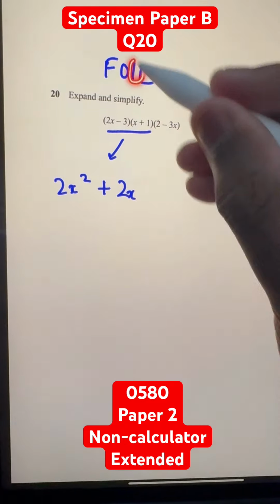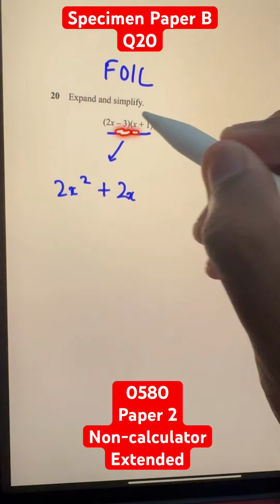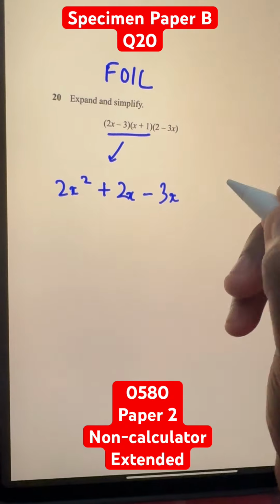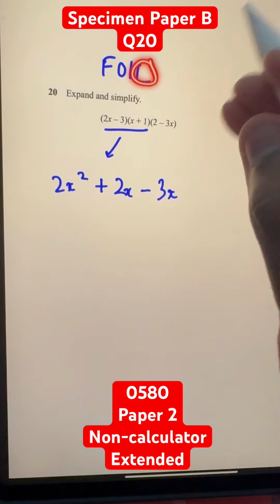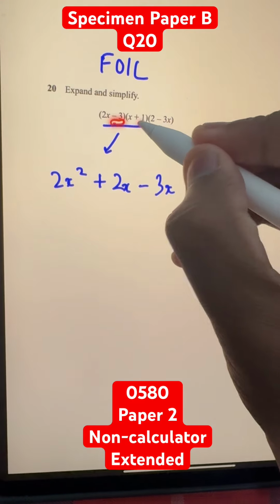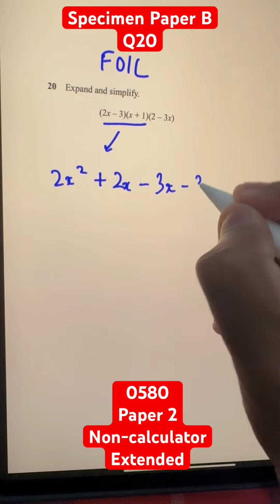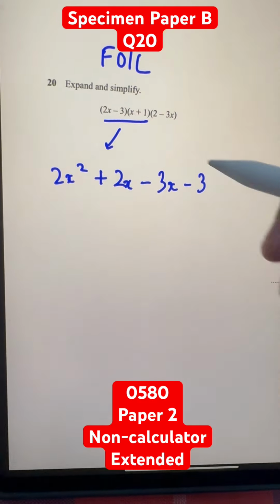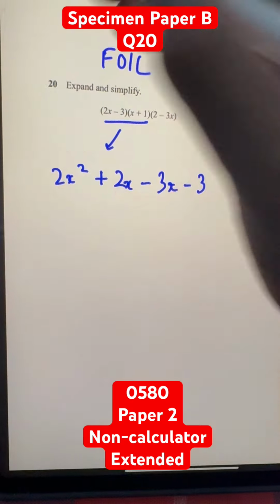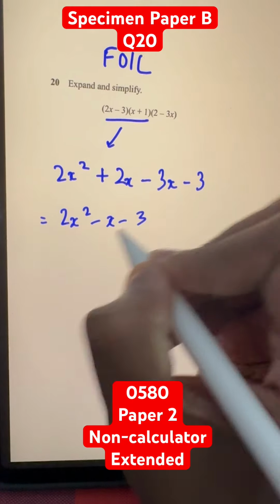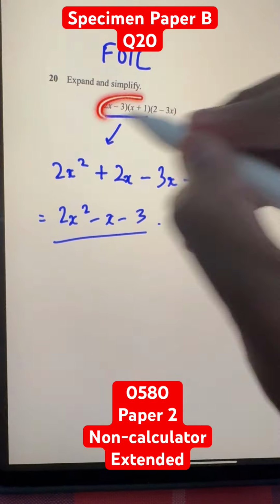And then I stands for inside, which is minus 3 times x, and that'll be negative 3x. And L stands for last, which means that last element of each bracket, minus 3 times 1, which is negative 3. And here we can simplify this by joining these two terms together. 2x squared minus x minus 3. So this is for the first two brackets.